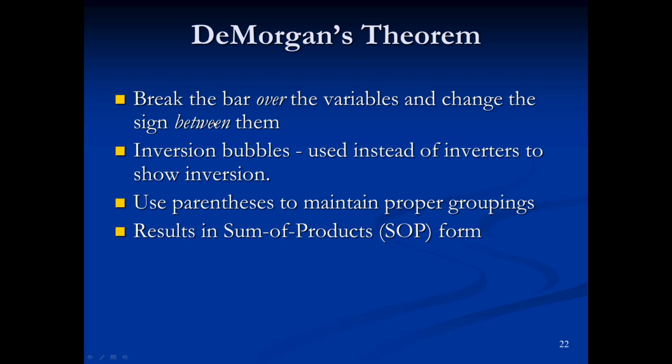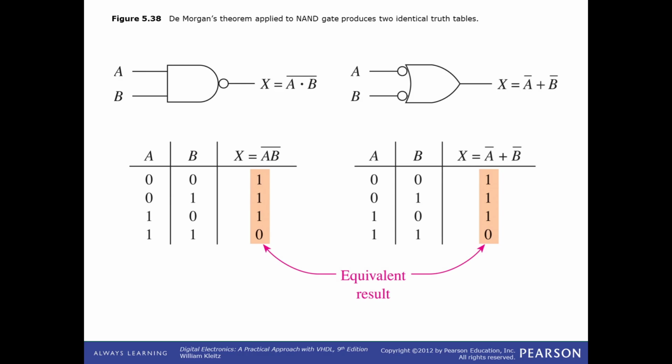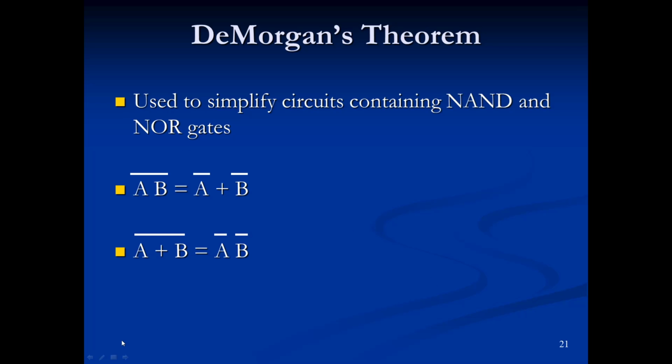So as I said, you can think of it as changing the sign between them and then breaking the bar over them. Or in the reverse, if we go back to our other equations here, if we have these two values, let's say not A ANDed with not B, in reverse, instead of breaking the bar, we would join the bar together as a single solid bar, and then we would flip the AND to an OR.